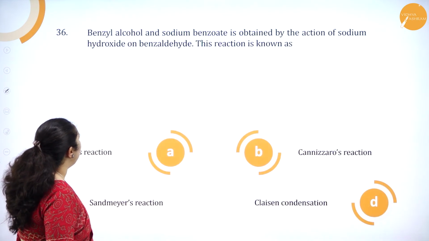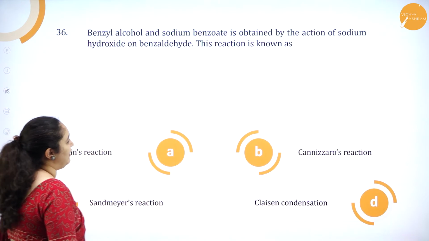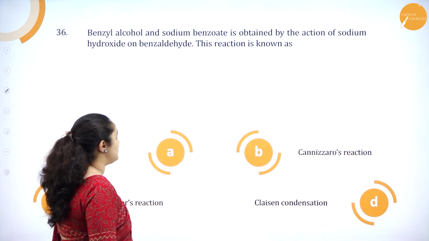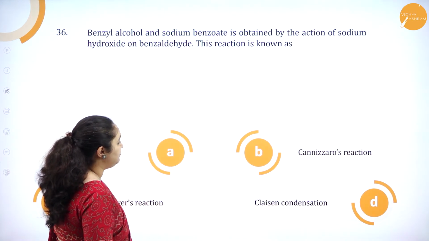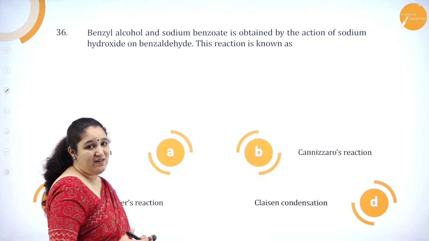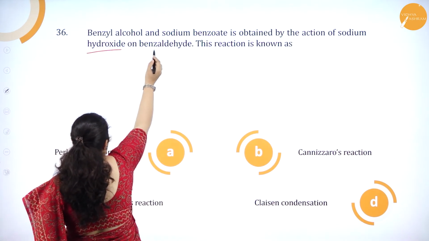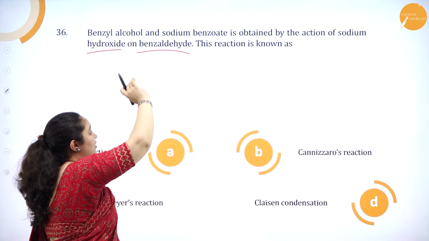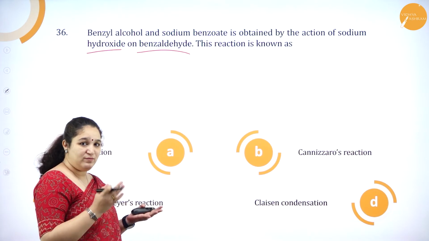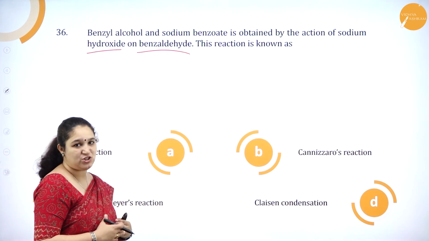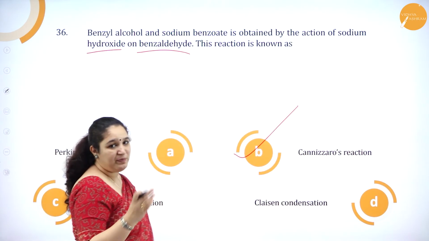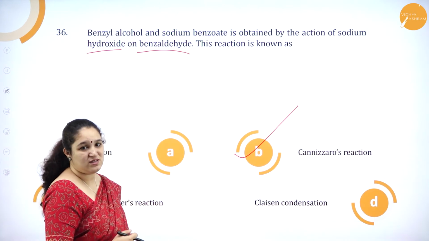Next question. Benzyl alcohol and sodium benzoate are obtained by the action of sodium hydroxide on benzaldehyde. This reaction is known as Perkin's reaction, Cannizzaro's reaction, Sandmeyer's reaction, Claisen condensation. Very obvious. You have taken sodium hydroxide on benzaldehyde, you will get benzyl alcohol and sodium benzoate, by self-oxidation, or I can say there is a disproportionation reaction happening, and this reaction is called Cannizzaro's reaction. It cannot be Perkin's, Sandmeyer's or Claisen's condensation reaction.